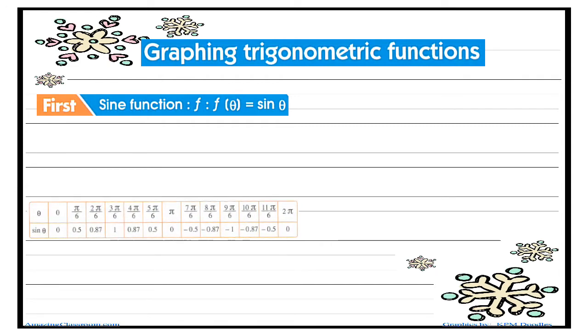Sine 0 equals 0. Sine pi over 6, pi over 6 equals 30 degrees, equals half. Sine 2 pi over 6 equals 0.87. Sine 3 pi over 6 equals 1, and so on to the end at 2 pi. Sine of 2 pi equals 0.